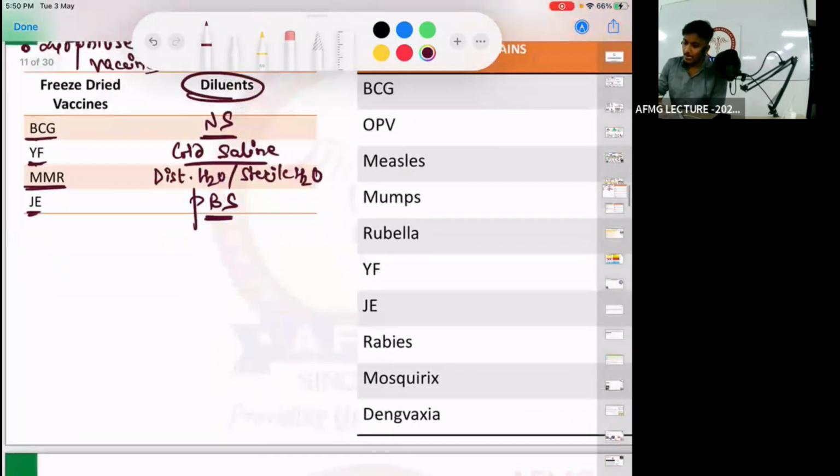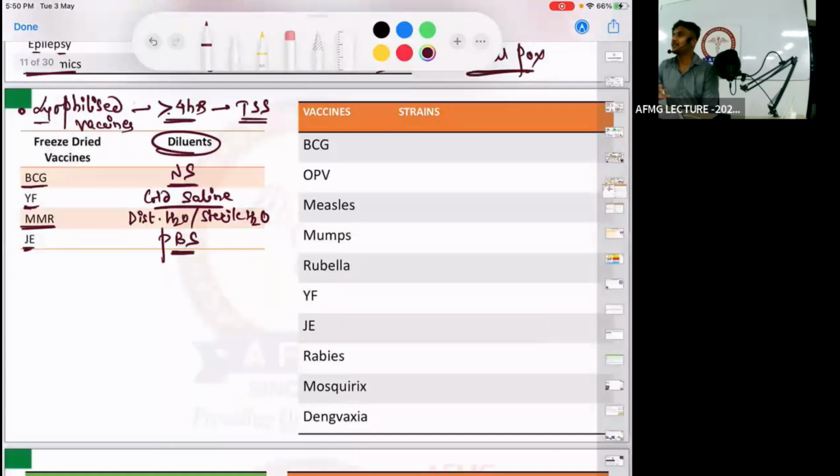Now, quickly, strains. You should have them memorized; if not, let's memorize them now. The strain of BCG is Danish 1331. What is the strain of OPV? P1. If they ask you in terms of names, what is the strain of oral polio vaccine?